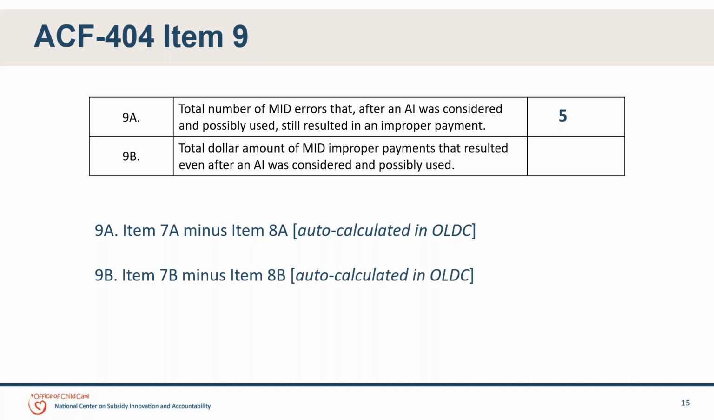And then 9B is asking for the total dollar amount of MID improper payments that could not be mitigated. And this is 7B minus 8B, and it too is auto-calculated. So we have $1,401 in MID improper payments.